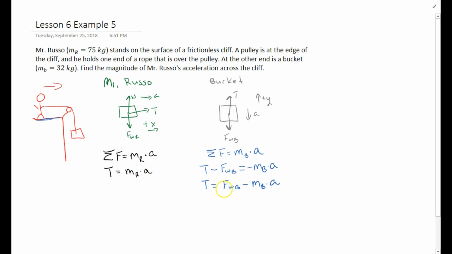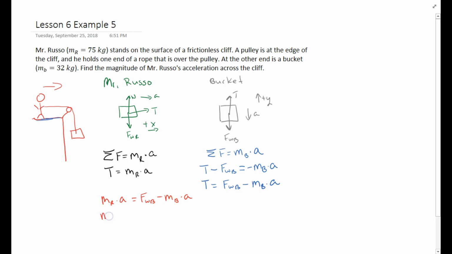I can now set these two equal to each other because the tension that Mr. Russo experiences has to be the same tension that the bucket experiences. So when I set these two tensions together, Mr. Russo's mass times the acceleration is equal to the force of weight of the bucket minus the mass of the bucket times the acceleration. Our goal here, remember, is to get the acceleration. So we need to put all those like terms together on the same side. I'm going to add this term on both sides.